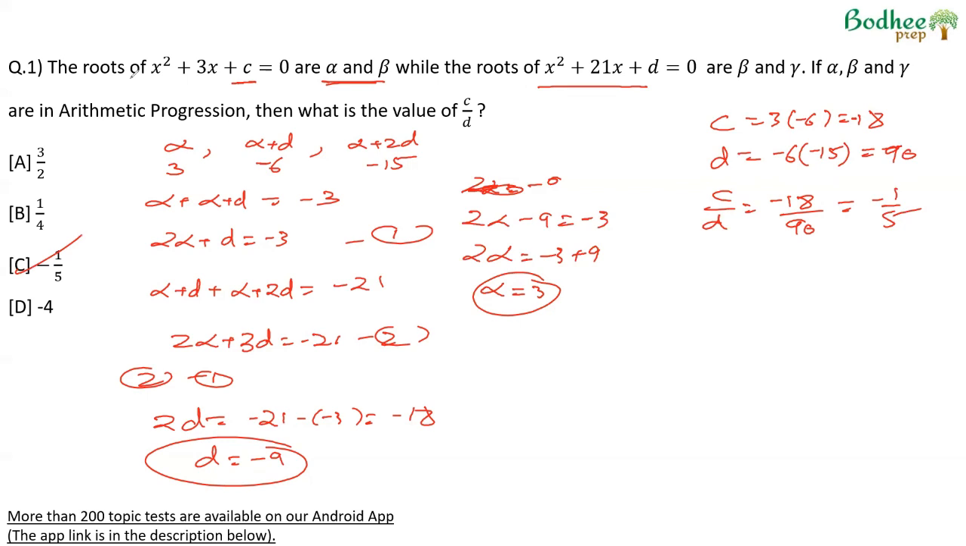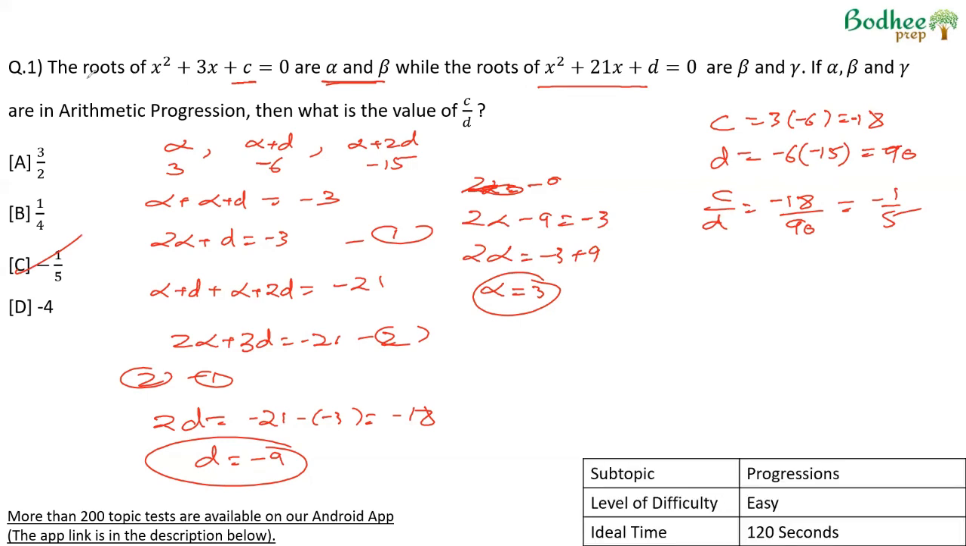Option C. I think a straightforward question. Using the sum and product of roots of the quadratic and the fact that an AP has the same common difference, we can find the values of the roots. From there, the required value c by d, not more than 2 minutes to solve the question.